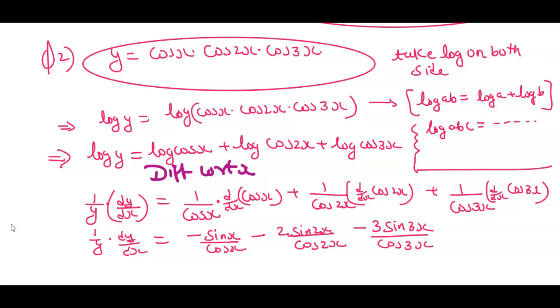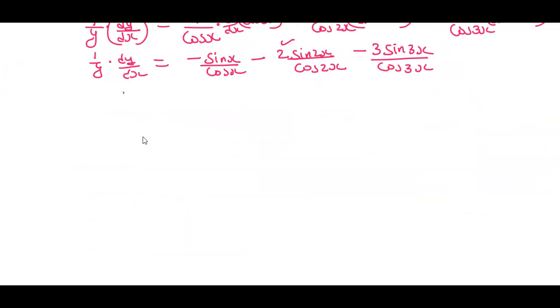Let me remind you that derivative of cos is negative and coefficient of 2 has to be there. Similarly, derivative of cos 3x is negative, that is sin 3x also is there, but coefficient of 3x has to be there. Now the time has come when we need to simplify this.